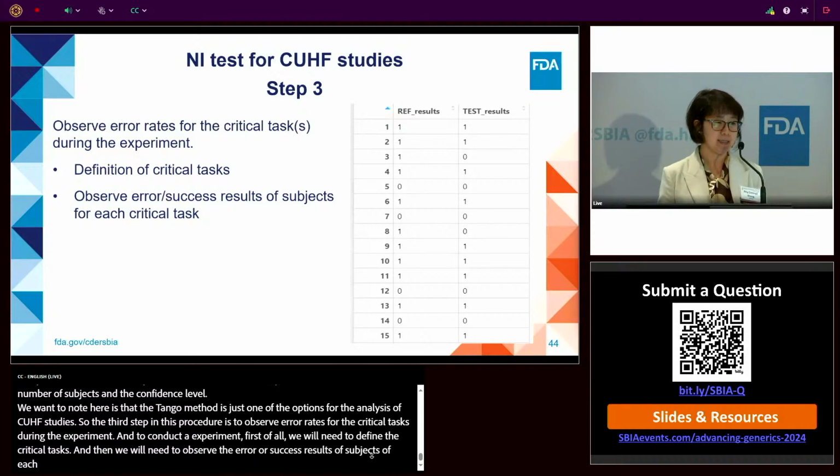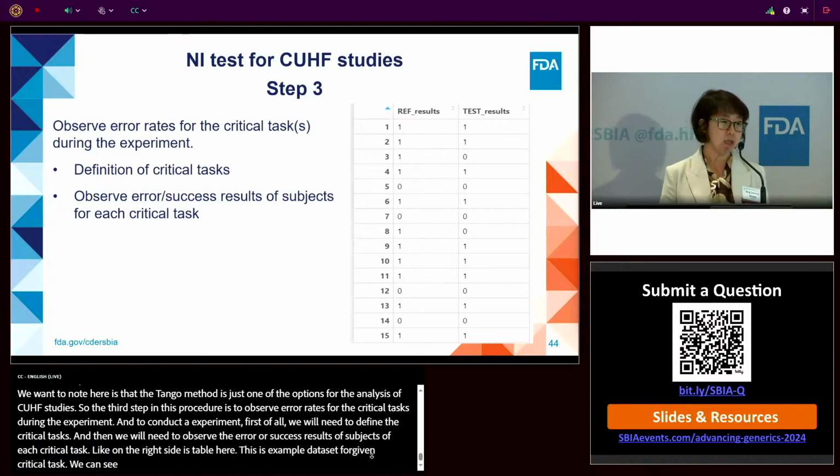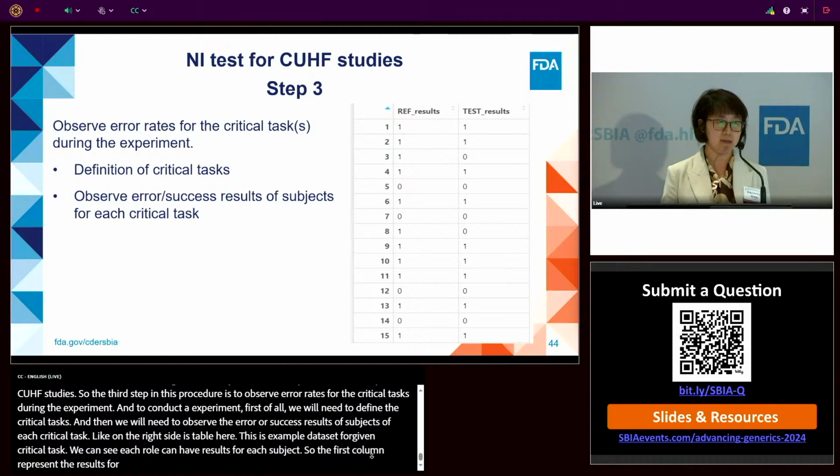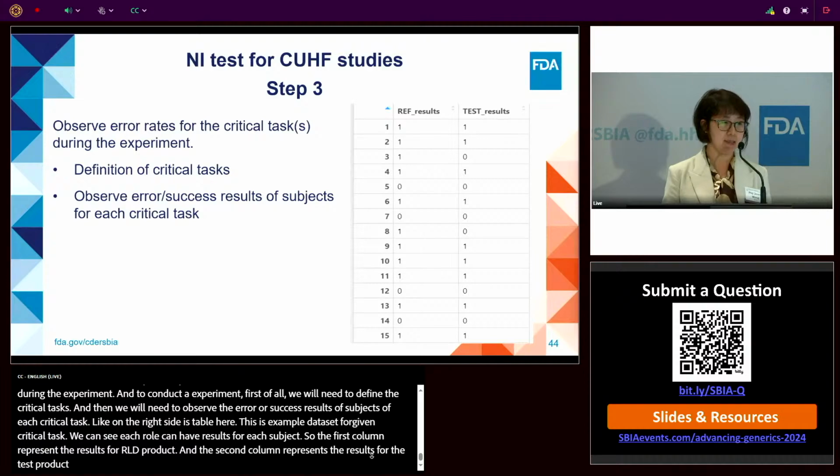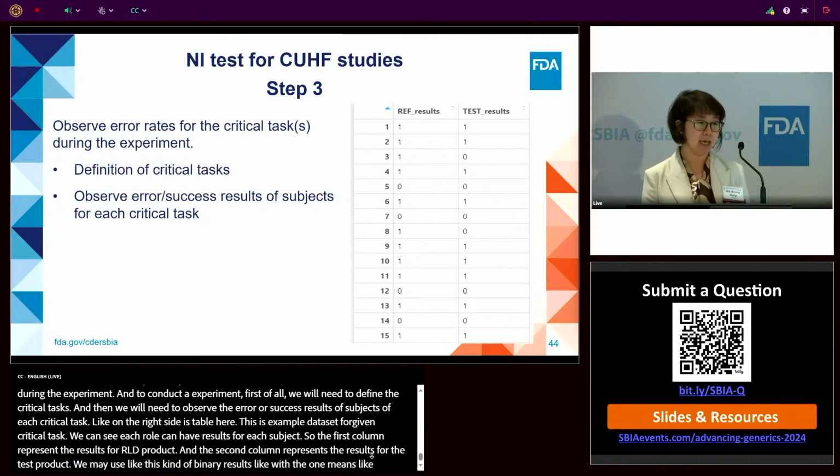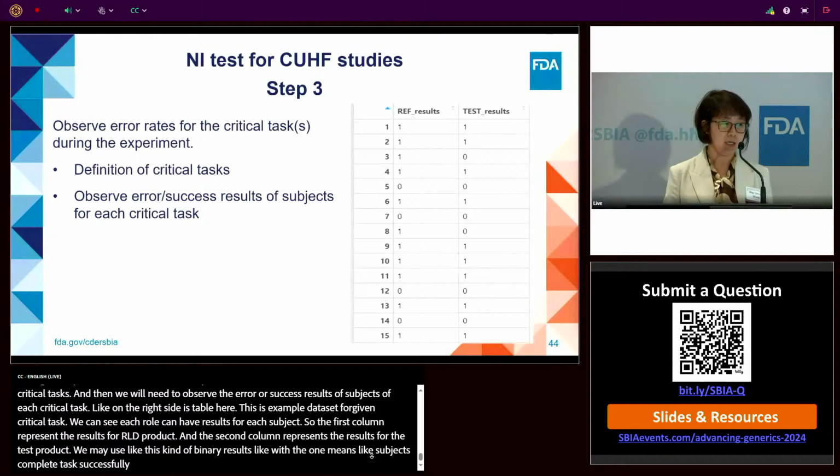Like on the right side, this table here is an example data set for a given critical task. We can see each row can represent the result for each subject. The first column represents the results for the RLD product, and the second column represents the results for the test product. We may use this kind of binary result, with 1 meaning subjects completed this task successfully, and 0 meaning the subject may have encountered some errors or failed this task.